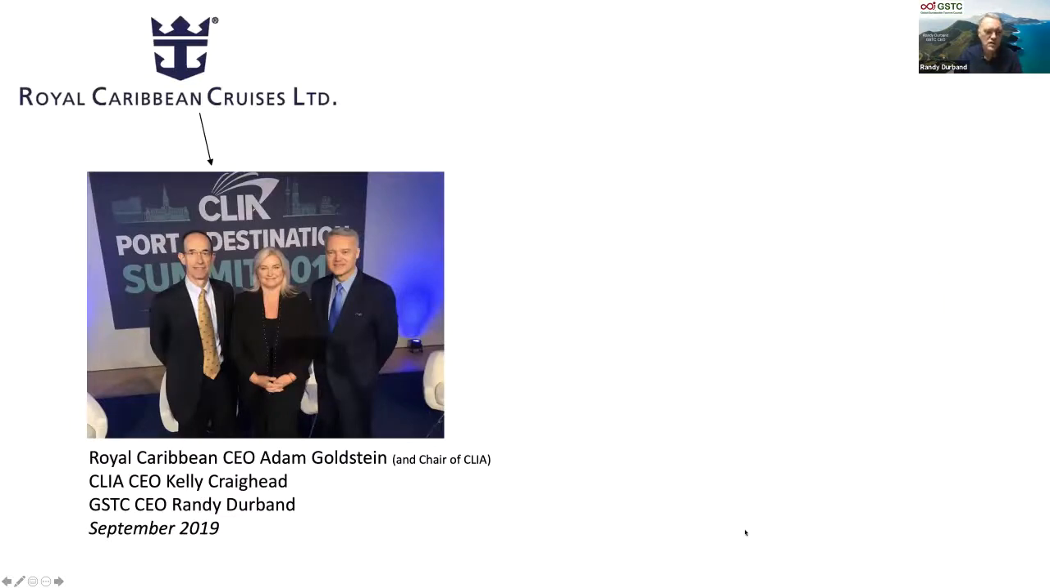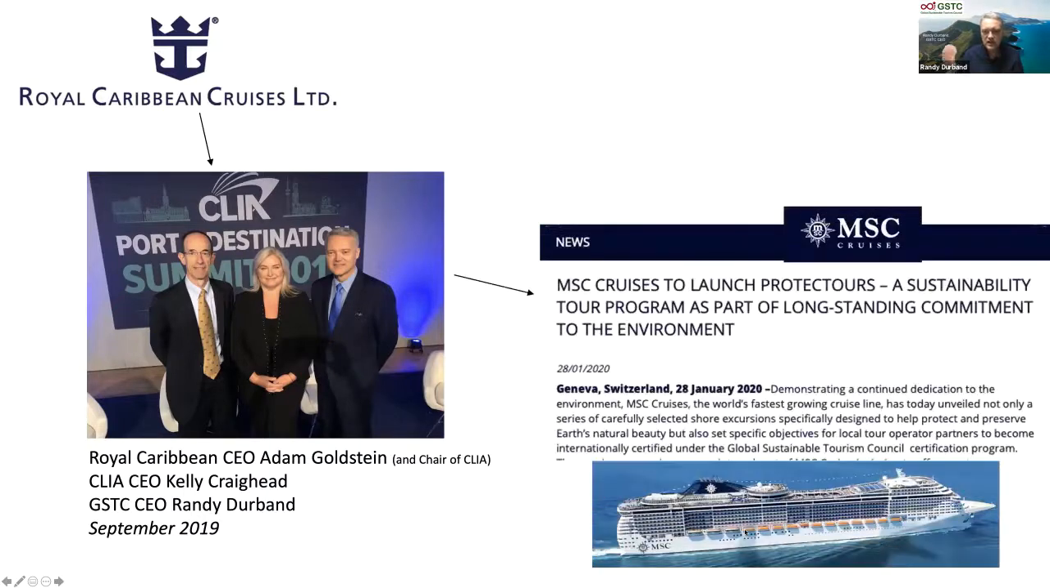their CEO, Adam Goldstein, was also the chair of the CLIA, the International Trade Association. He stepped aside recently. And he and CLIA CEO Kelly Craighead and I shared the stage for a morning full day session with their Ports and Destinations Committee in Hamburg, Germany in 2019, and presented what Royal Caribbean had done very successfully. And immediately MSC Cruises signed up. And immediately other brands started talking to us. The coronavirus just shut down cruise entirely. So those discussions stopped, but all of their sustainability teams, the different brands, have indicated to us they want to come back.